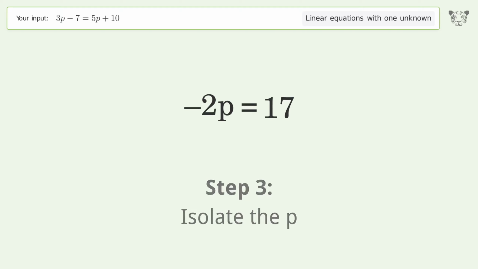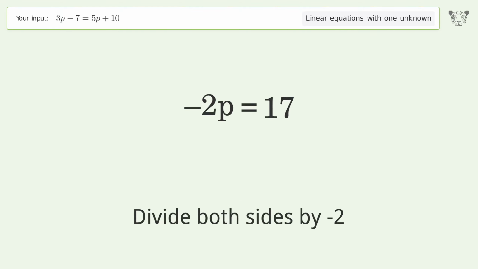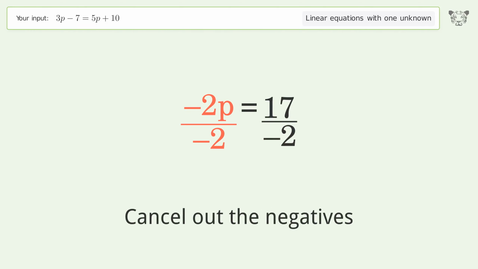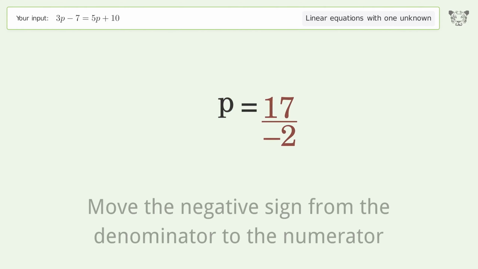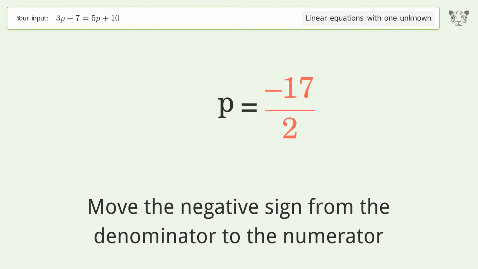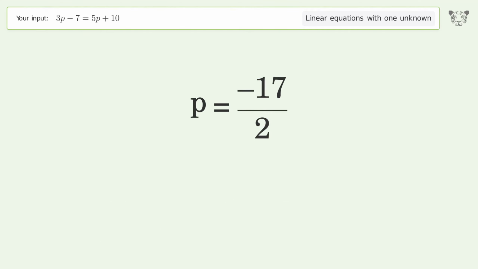Isolate the p. Divide both sides by -2. Cancel out the negatives. Simplify the fraction. Move the negative sign from the denominator to the numerator. And so the final result is p equals -17/2.